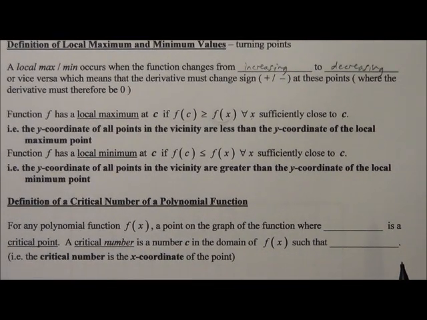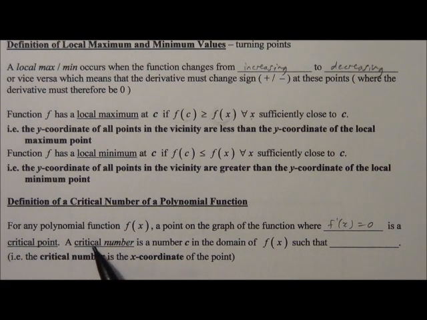Definition of a critical number of a polynomial function. For any polynomial function f of x, a point on the graph of the function where f prime of x is 0 is a critical point. So for a polynomial function, there will be a point, so that's an xy, an ordered pair on the graph, where f prime of x is 0.